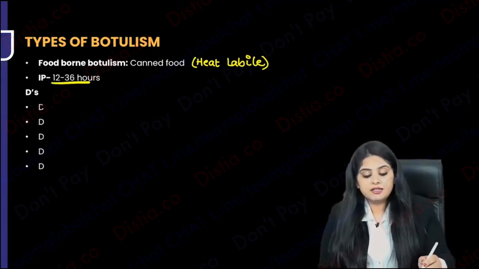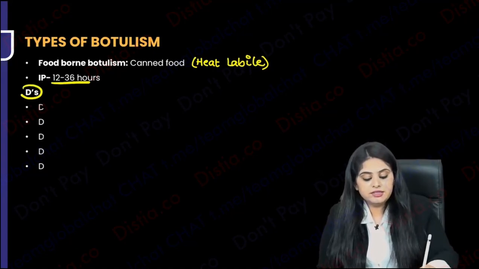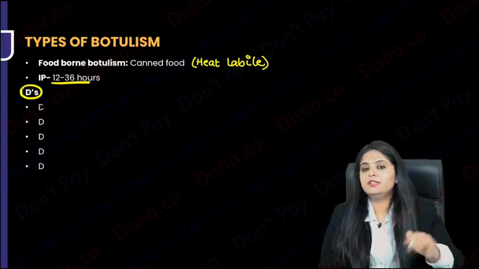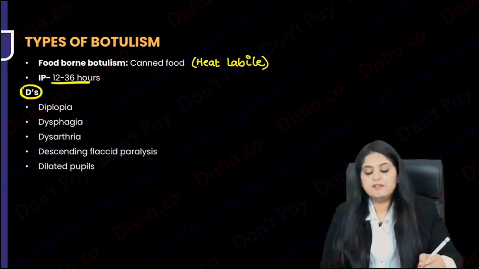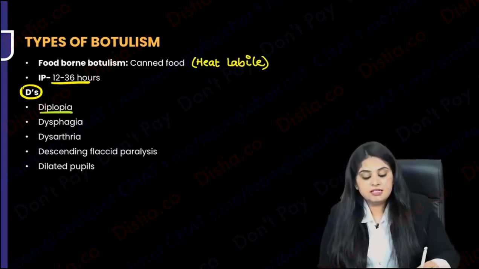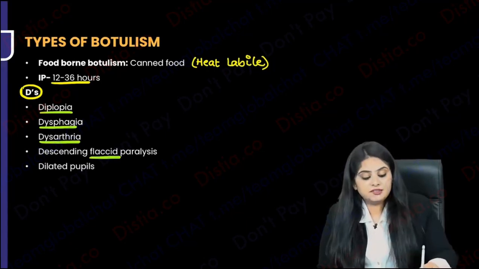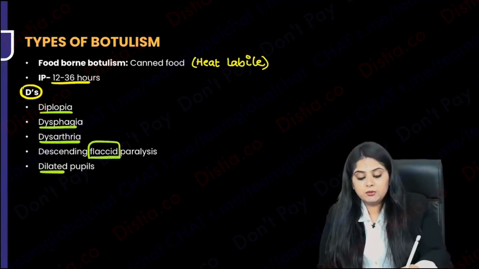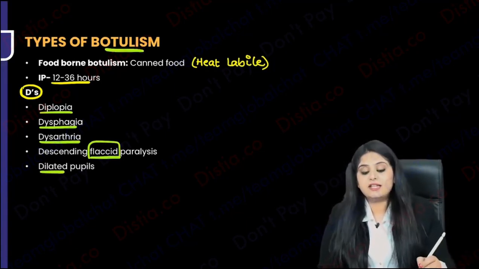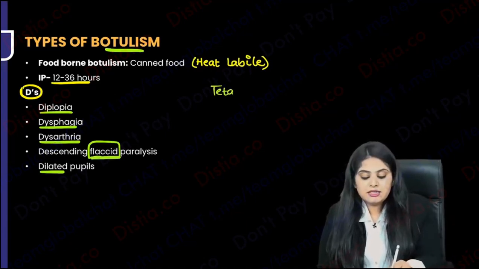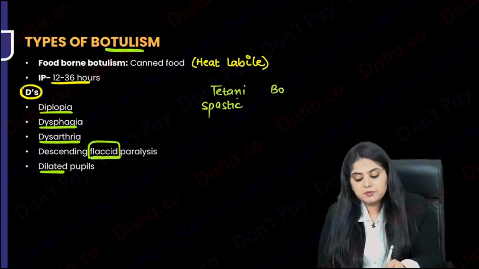What is it going to result in? It is going to result in all the D's. So now start thinking of all the D's in the body. Patient is going to have diplopia. There is dysphagia, dysarthria, descending flaccid paralysis and dilated pupil. What did I say? Everything is going to be flaccid because botulinum by definition is going to be flaccid. So this means there is descending flaccid paralysis. I hope you all remember tetanus. In tetanus there was descending spastic paralysis, whereas botulism is going to be descending flaccid paralysis.